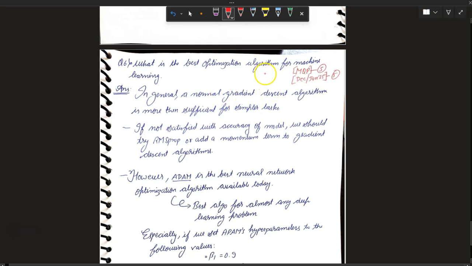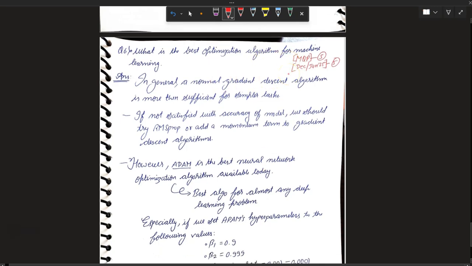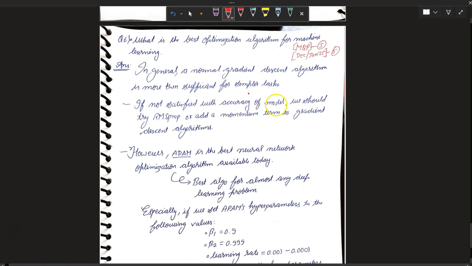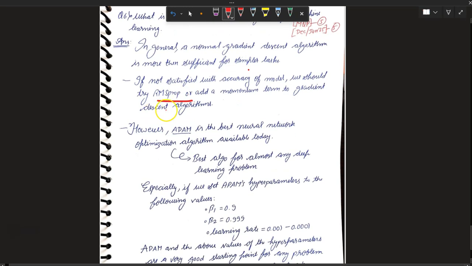What is the best optimization algorithm for machine learning? This is a very easy one. In general, a normal gradient descent algorithm is more than sufficient for simpler tasks. If not satisfied with the accuracy of the model, we should try RMSProp, or add a momentum term to gradient descent.